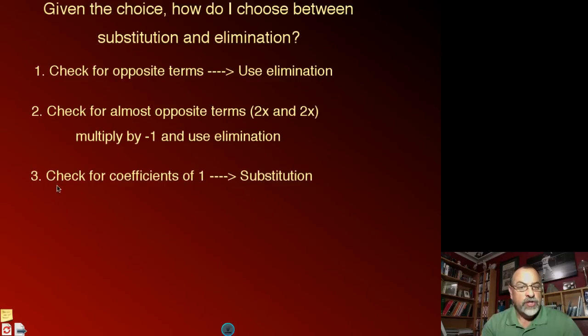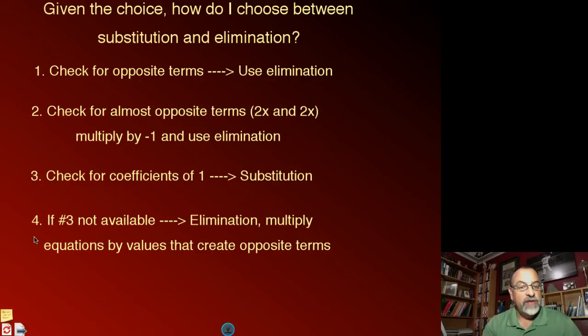and is the quickest to do. Third, if none of those are true, then check for coefficients of 1, because if you have coefficients of 1, then substitution is going to be your best method, because then you can simply solve that equation for that variable that has a 1, and then you can use substitution. If number 3 is not available, then you'll want to use elimination. And that's going to be when you multiply both equations by the same value or by values that create opposite terms. So notice there are 3 things to check before you end up having to do this. So check for these 3, and if any of these 3 are available, use those. Number 4 is probably kind of a last resort type of thing.